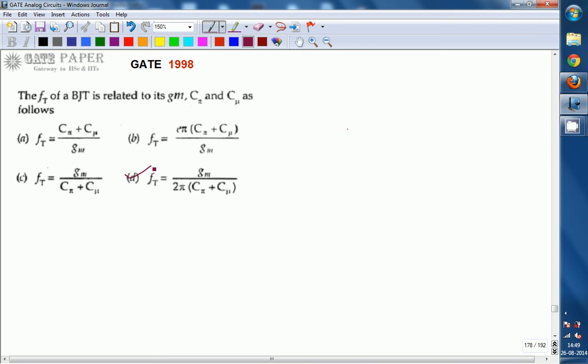F tau is equal to gm by 2 pi times (C pi plus C mu). So first we will discuss some theory about this. F tau is called the unity gain bandwidth product. Here gain is not voltage gain, it is current gain. Remember that.